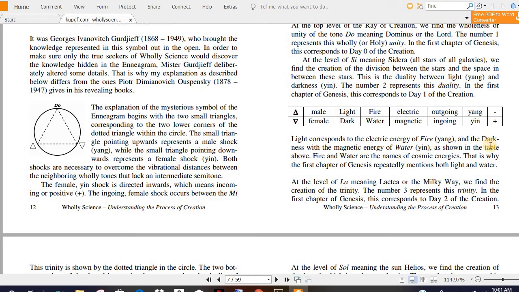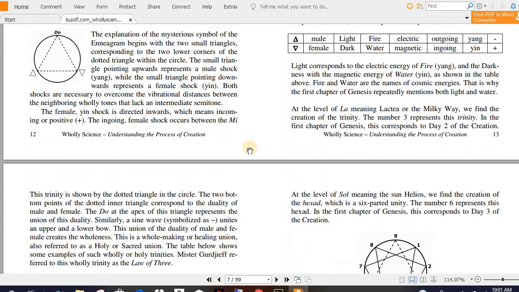So that'd be the what? The moon and the what do we say? The moon and the sun, I guess. Moon and the sun. Fire and water are the names of cosmic energies. That is why the first chapter of Genesis repeatedly mentions both light and water, fire and water. That's awesome.